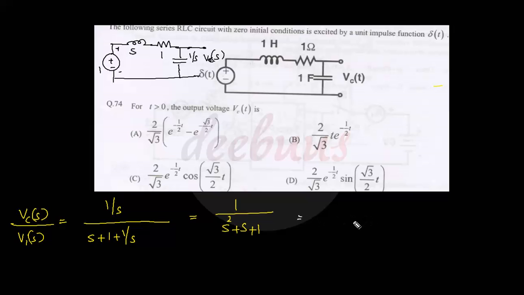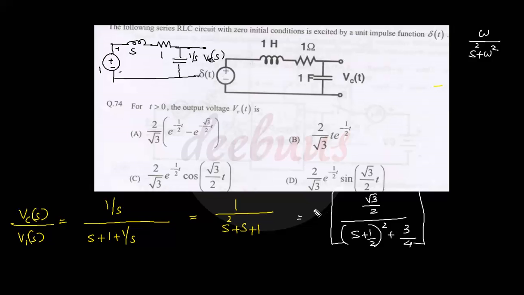So now I can mark the denominator side as (S + 1/2)² + 3/4, right. S² + 1/4 + S + 3/4 gives S² + S + 1. The advantage I am obtaining here is that I can mark it in the form of sin ωt, right. Laplace transform of sin ωt is ω/(S² + ω²), right. So on the numerator side it must be root 3 by 2. So on the outside of this bracket I have to multiply by 2 by root 3, right.